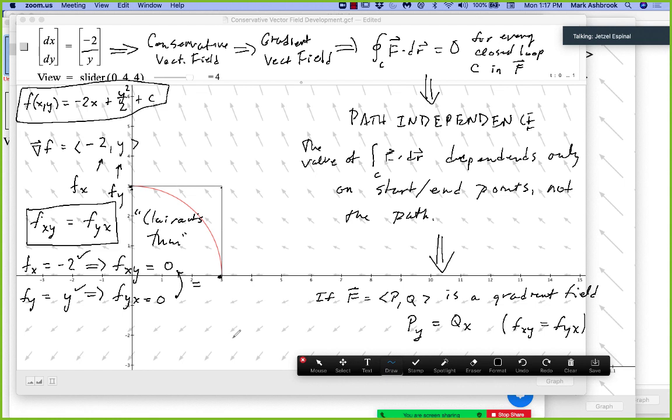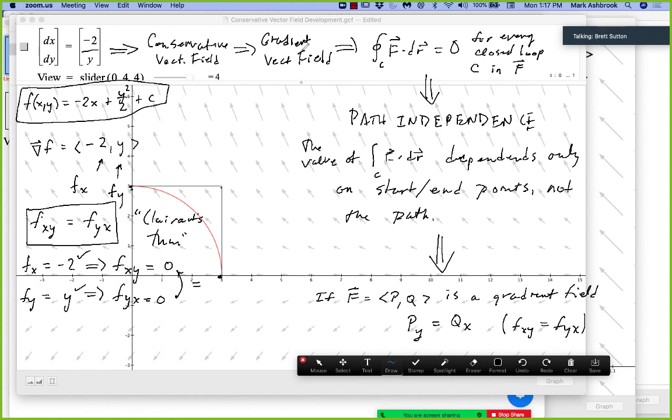Quick question, Professor. For the conservative field and the gradient field, are those terms used interchangeably? Pretty much. They mean different things, but they're equivalent statements. A conservative vector field implies that the integral around every closed loop is 0. You have conservation of energy around every closed loop. The gradient field focuses on the fact that the field is a gradient of some potential function. But if one of those is true, then the other is true.